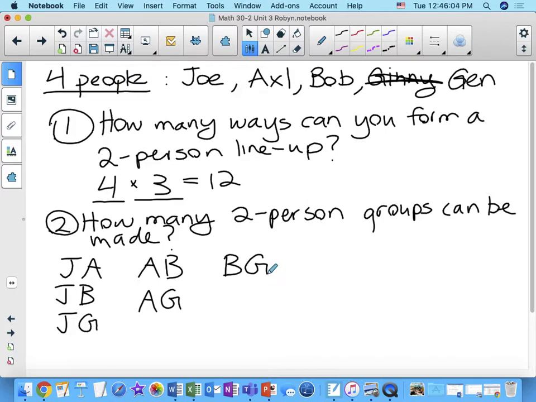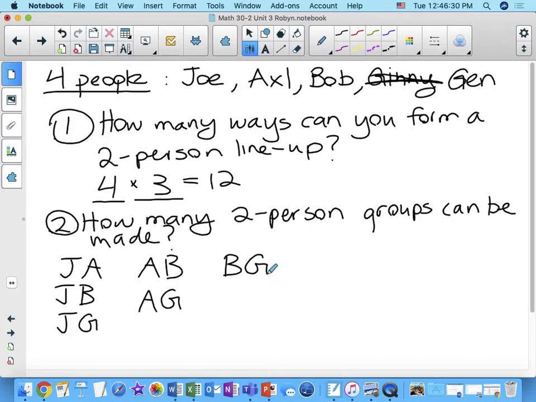Anything else? Do I need to move on to Jen? No. Why not? Yeah, Jen's already been used with all the other people, right? So I've already got the group of Jen and Bob, and Jen and Axel, and Jen and Joe. So I've got everything down, okay? How many groups are there?